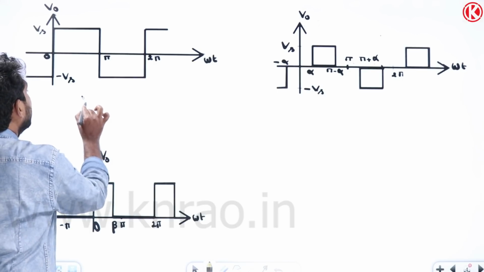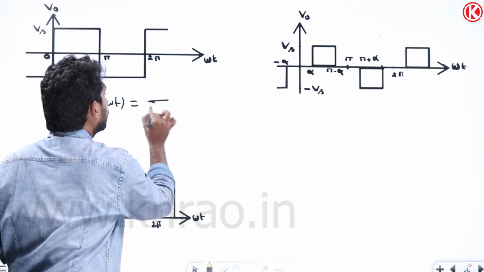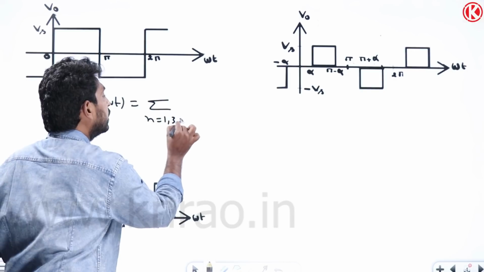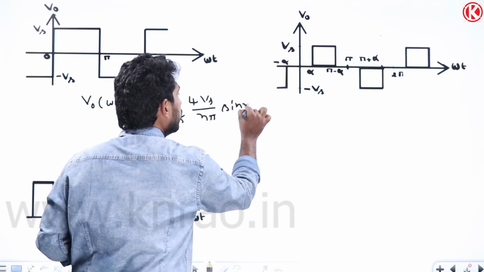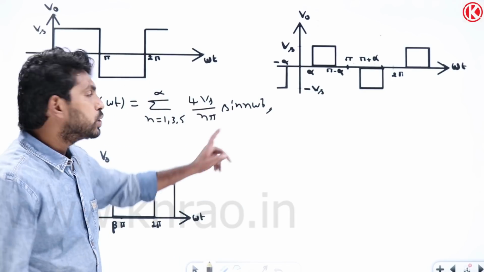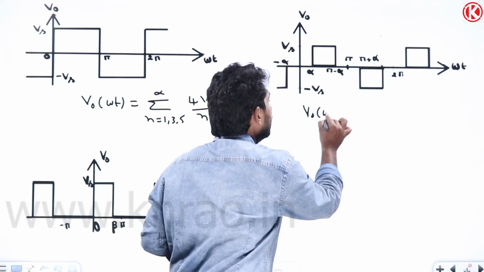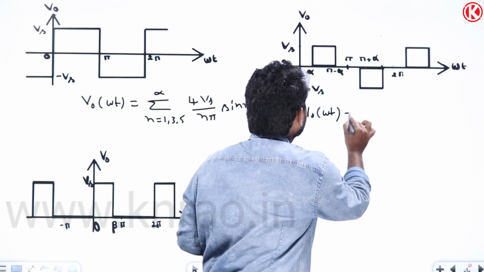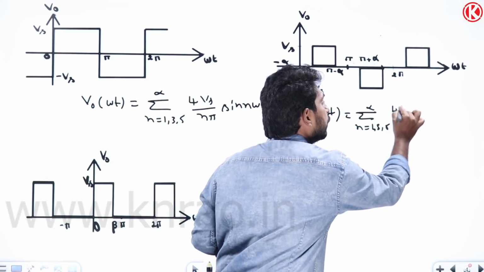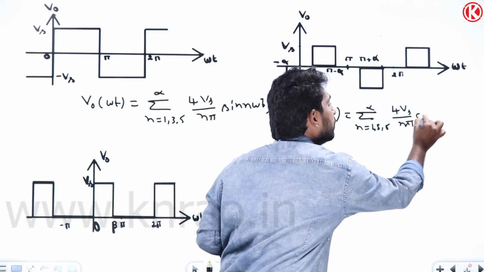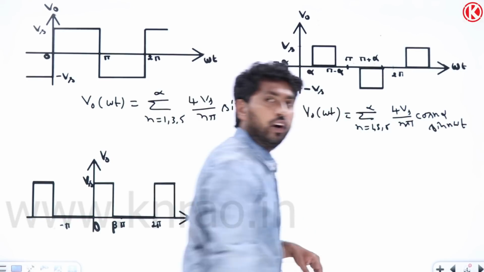What is the expression for this? V naught of omega t equal to sigma n equal to 1, 3, 5 to infinity, 4 Vs by n pi into sine n omega t. We have already determined this, right? The same expression I'm copying here. So here V naught of omega t equal to sigma n equal to 1, 3, 5 to infinity, 4 Vs by n pi into cos n alpha into sine n omega t, right? So we got this expression also.